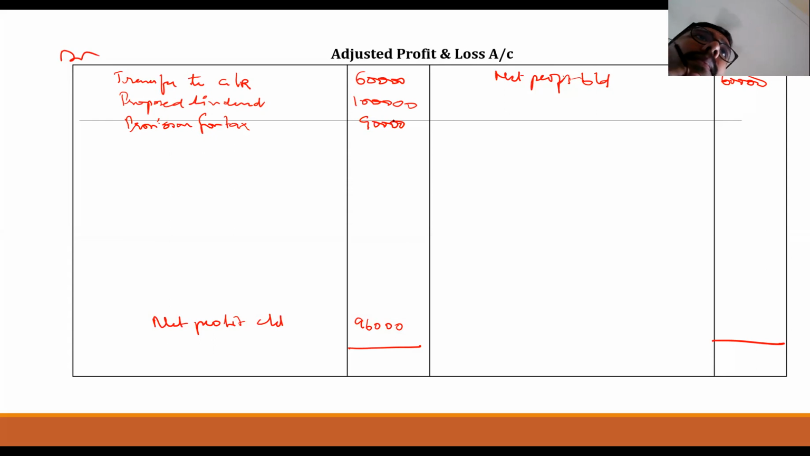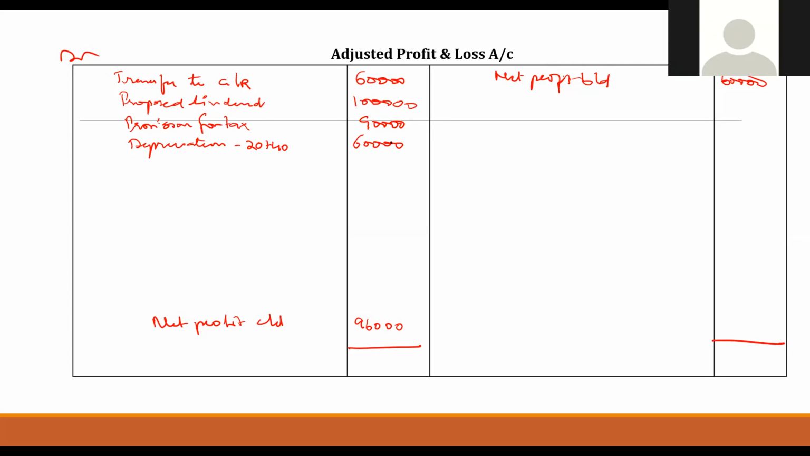Next item, depreciation. Depreciation, 60,000. 20 plus 40, on plant and land and building. Depreciation is over. Interim dividend.